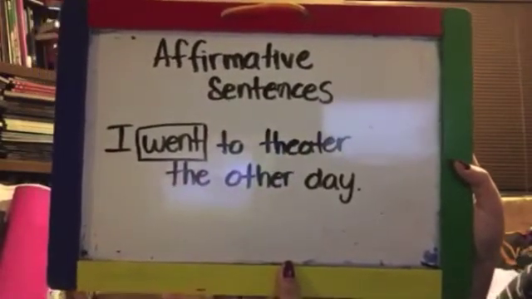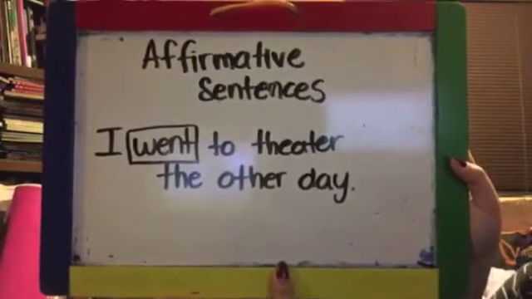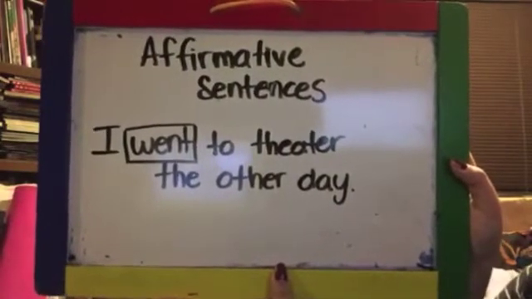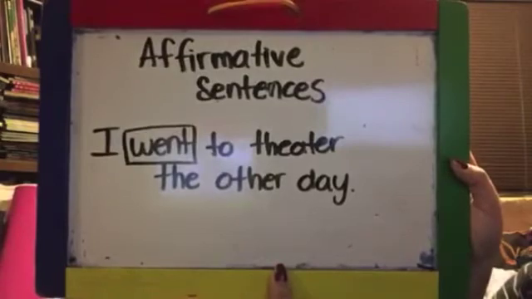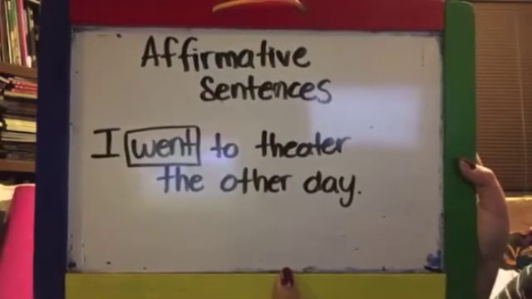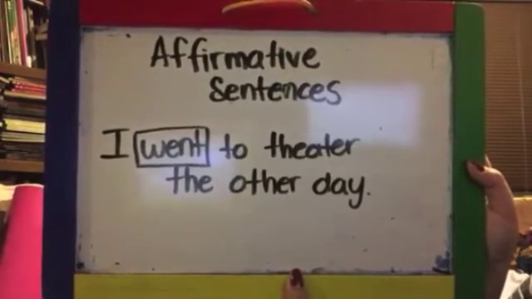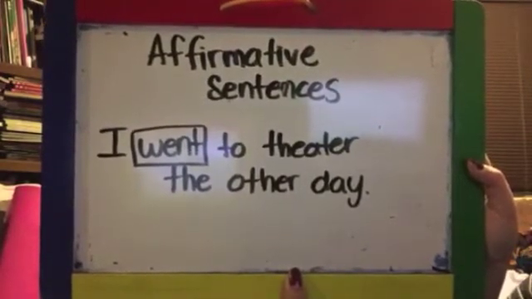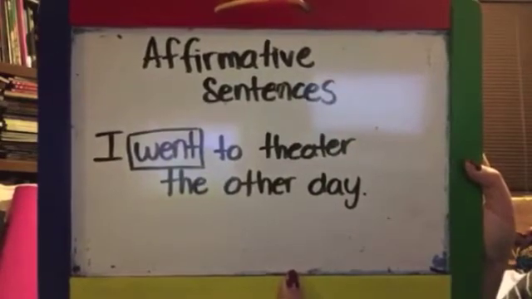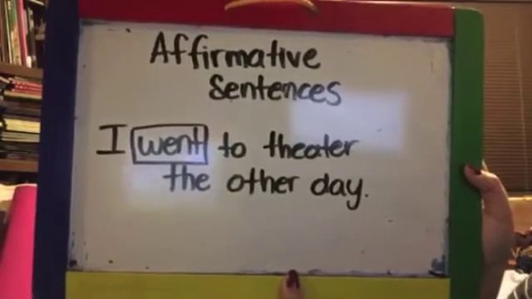We have the verb in past, went. We have a complement like to theater, and we also have an indefinite point in time, the other day. So to read this sentence, it will be, I went to theater the other day. So this is an affirmative sentence in simple past.